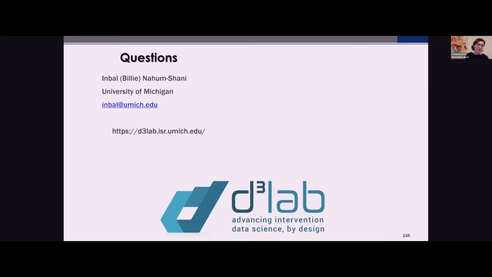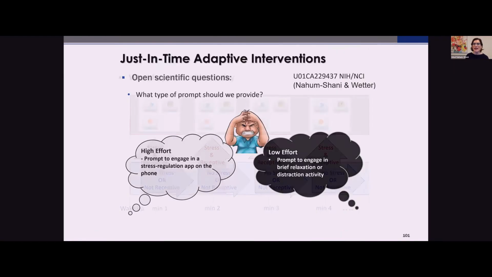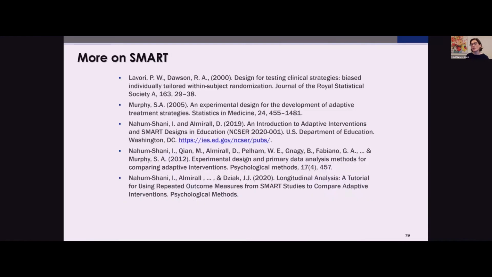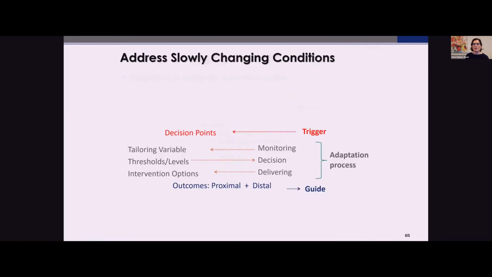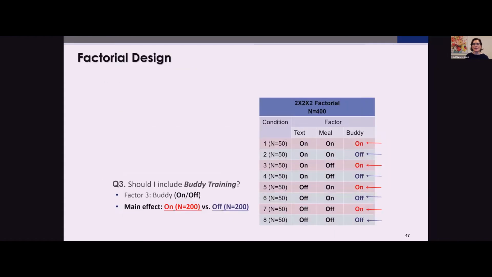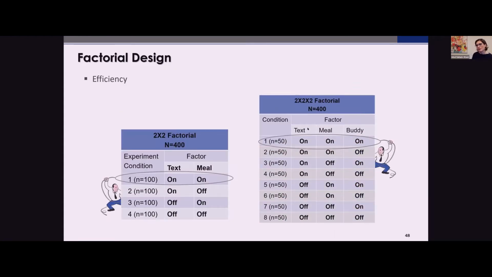But I want to show you something really interesting. And this is why I keep saying we got to start with our scientific questions. We always have to lay them out. So let me go back to this. Okay, so look at this 2 by 2 by 2, right? If you're thinking about comparing, for example, condition number 1 to condition number 8, right? Everything on versus everything off. It's an interesting scientific question, right? But the comparison would be based on comparing 50 participants versus 50 participants, right? So the first thing that I was thinking is I'll never have power for that, right?